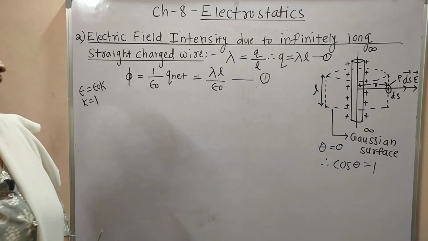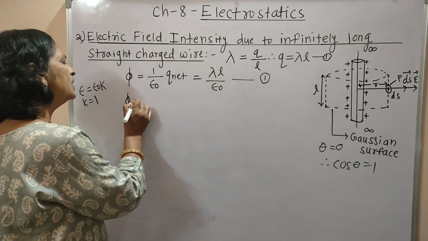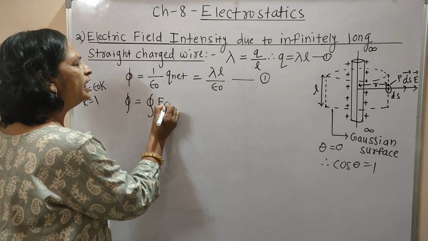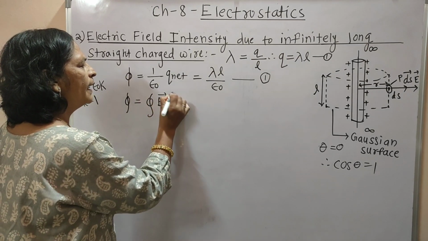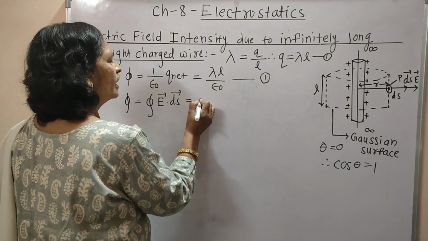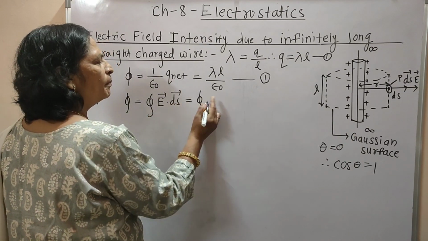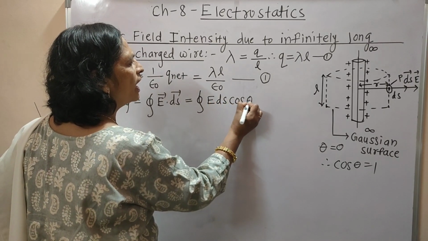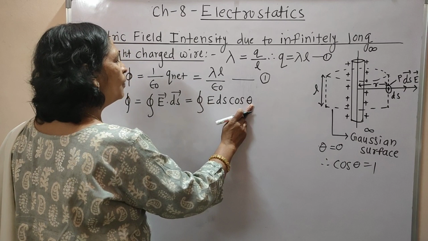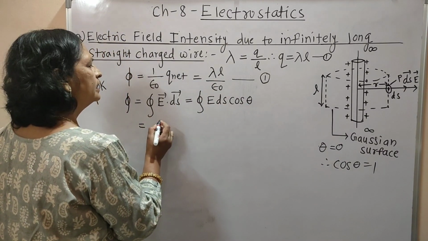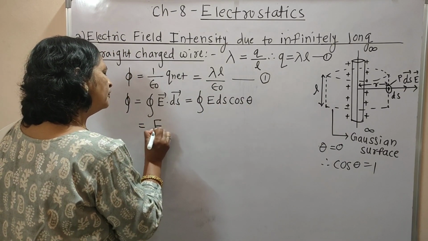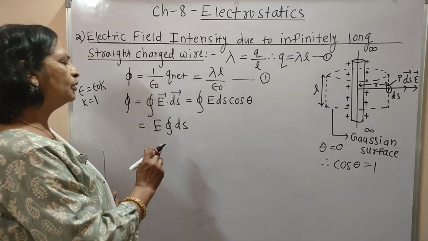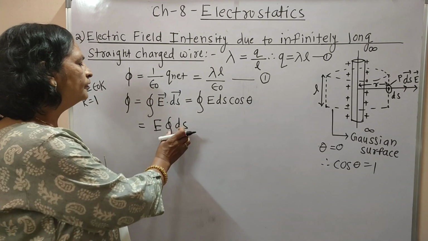Now we have to find the flux by using another form of Gauss law. Phi is equal to the surface integral of E dot ds, that is, the surface integral of E into ds into cos theta. Cos theta is equal to 1, and E is constant, and therefore E into the surface integral of ds. Now we have to find the surface integral of this ds.